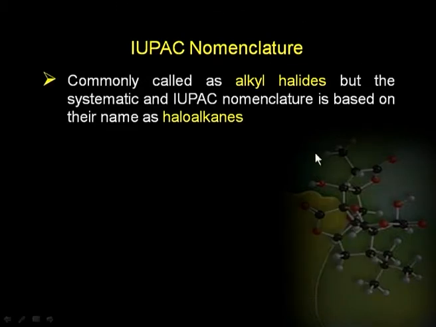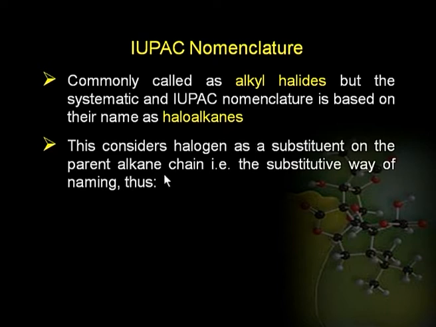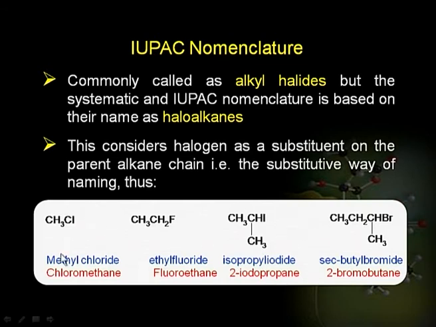IUPAC nomenclature is actually the systematic way of naming all the chemical compounds. We are calling alkyl halides as alkyl halides in a very general manner, and this is a very common name, but the systematic IUPAC nomenclature is based on their name as haloalkanes. The IUPAC nomenclature considers halogen as a substituent on the parent alkane chain, that is the substitutive way of naming. Thus, we have methyl chloride which has to be named as chloromethane, ethyl fluoride which has to be named as fluoroethane, isopropyl iodide which is to be named as 2-iodopropane, and secondary butyl bromide which is to be named as 2-bromobutane when it comes to IUPAC nomenclature.